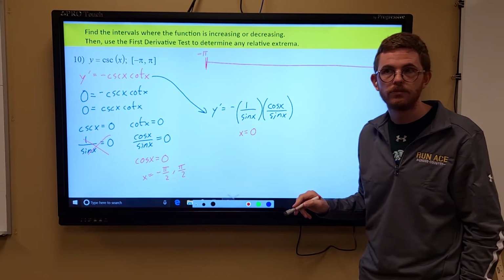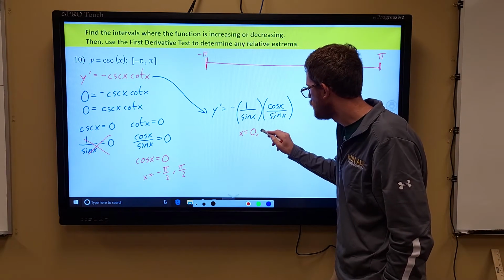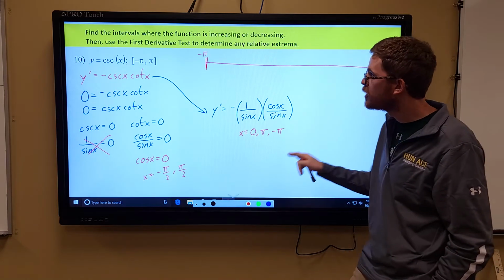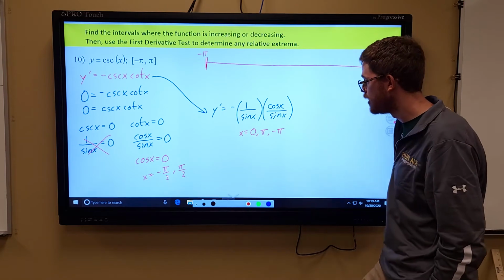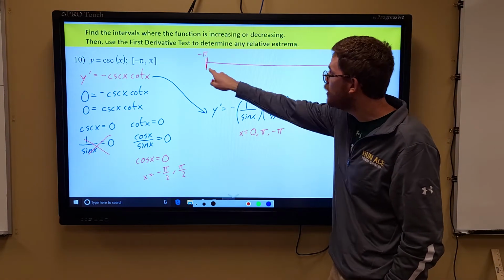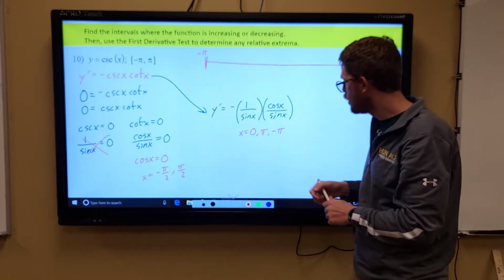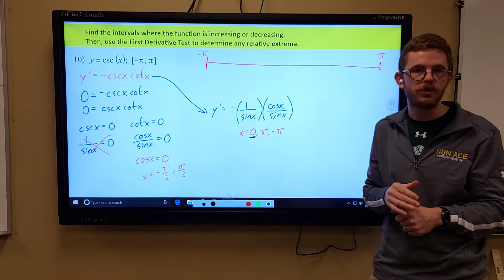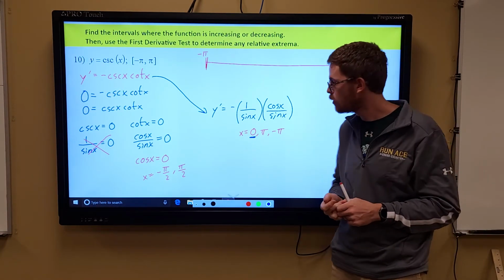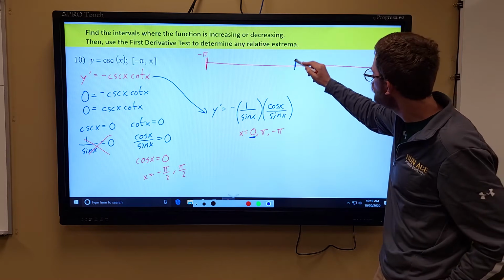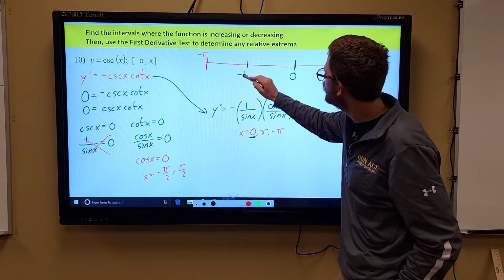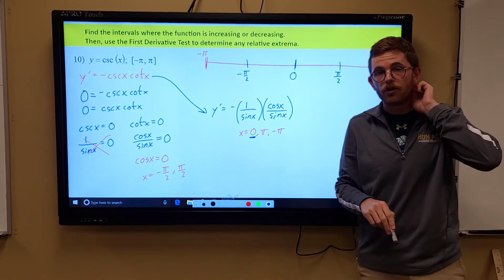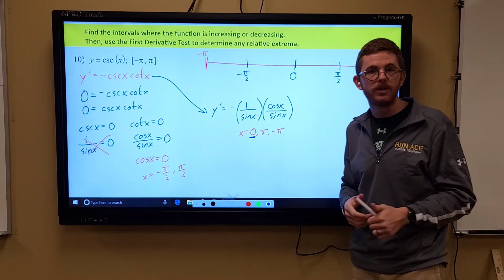Sine of x equals 0 at 0, at pi, at negative pi. Thinking about values again on this interval, I'm not going outside of that. Negative pi and positive pi are our endpoints, but 0 is well within this, and so we do need to put 0 on our number line. Okay, so we've got 0, we've got negative pi over 2, we've got positive pi over 2, and these are our critical values, and we need to think about what's going on in between these.